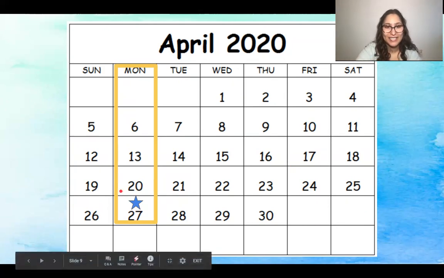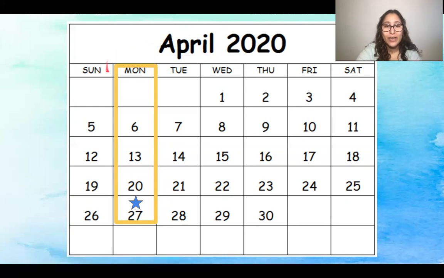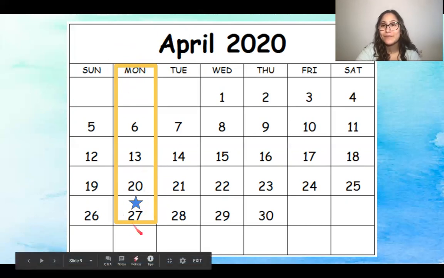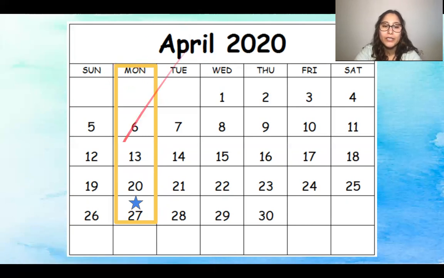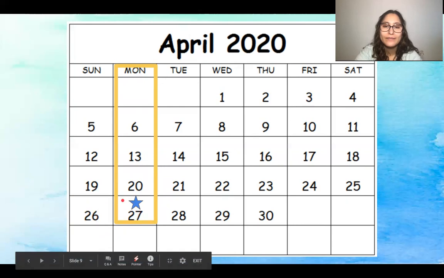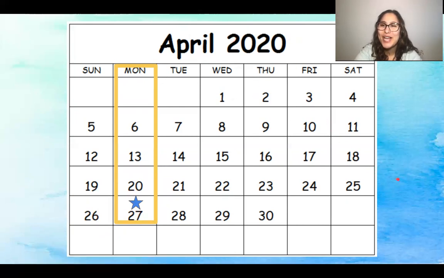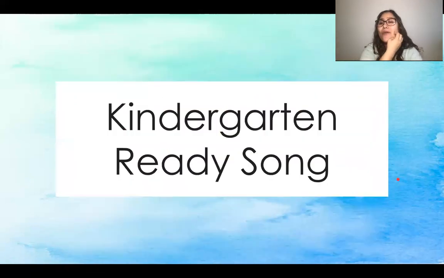All right. We know that it is still April, and we figured out that it is Monday. Let's say the dates together. And it is day 27, the 27th day of April. Let's say the dates together. It is Monday, April 27, 2020. Great job.